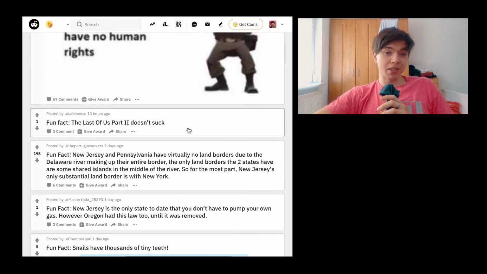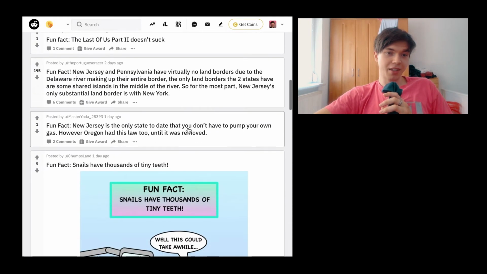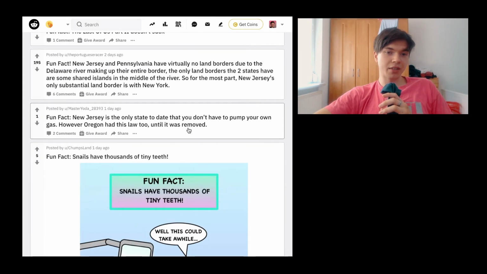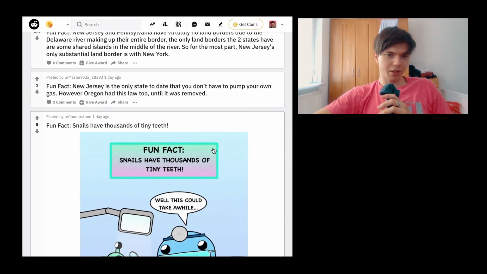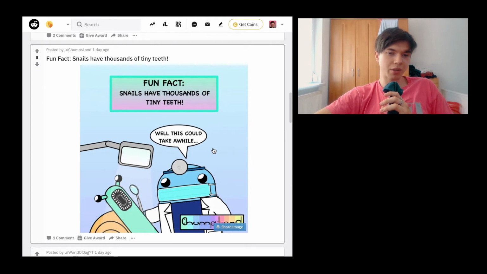Fun fact, New Jersey and Pennsylvania have virtually no land borders due to the Delaware River making up their entire border. The only land borders the two states have are some shared islands in the middle of the river. So for the most part, New Jersey's only substantial land border is with New York. I see. Fun fact, New Jersey is the only state to date that you don't have to pump your own gas. However, Oregon has this law too until it was removed. But I don't know, of course it is a job, of course it is great that people can do this, but I think I would rather do it on my own.